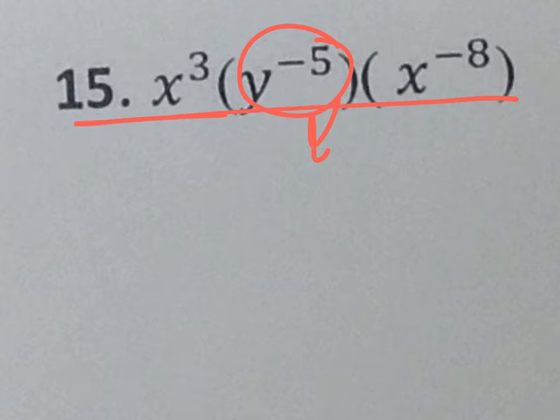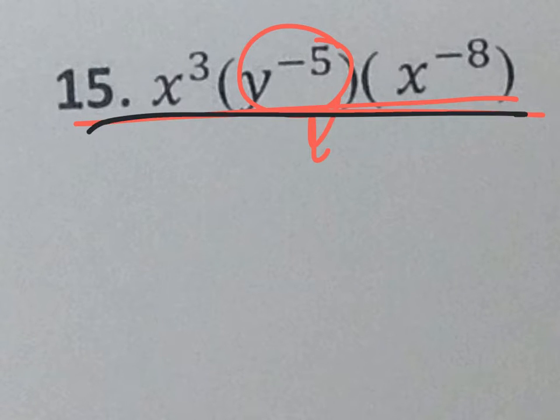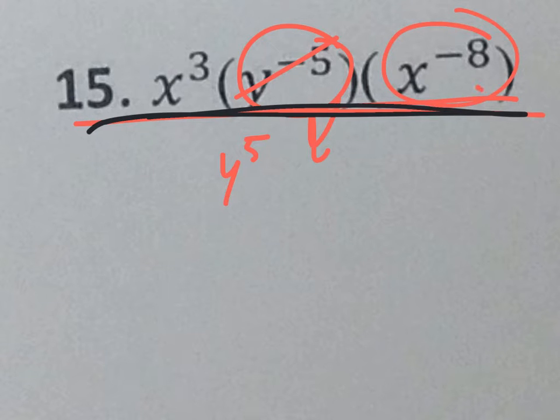Number 15, you're going to take those negative exponents and move them to the other side. Now notice this isn't even a fraction. So you're going to put a fraction bar right here, and you're going to move that y to the negative 5 down. It's going to become y to the positive 5. Once you move it, erase it, obviously. You're going to take this x to the negative 8 and move it down. It's going to become x to the positive 8. So it's no longer up there.